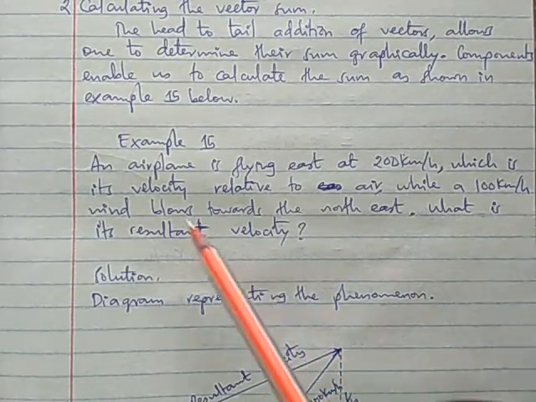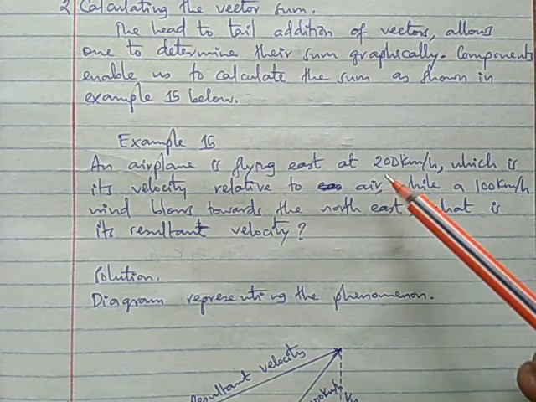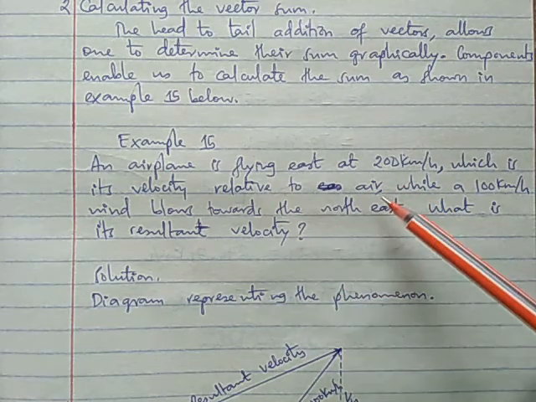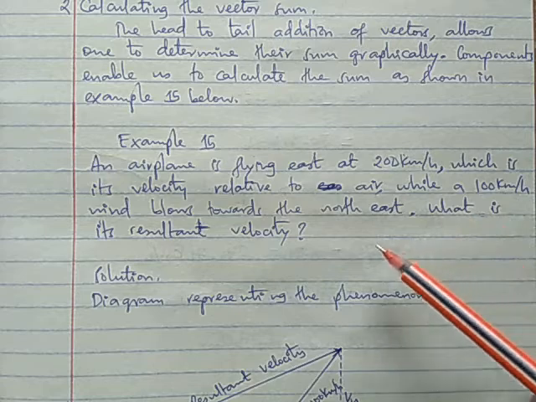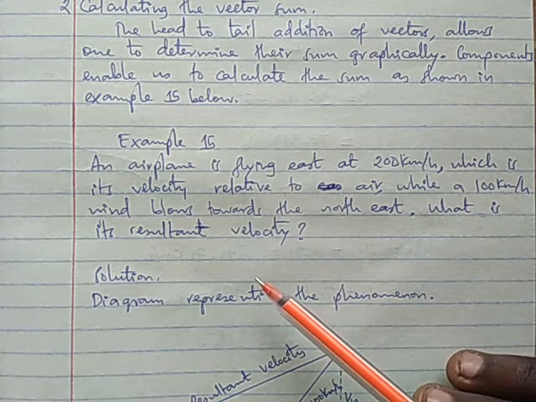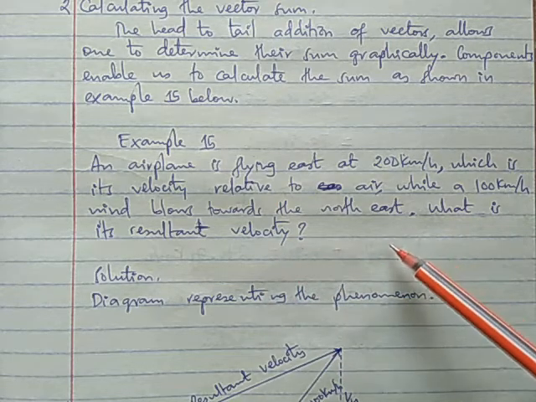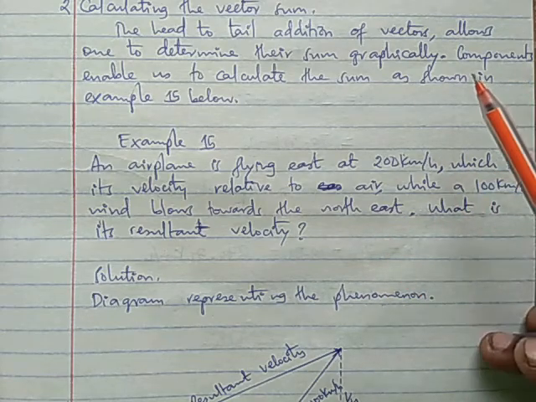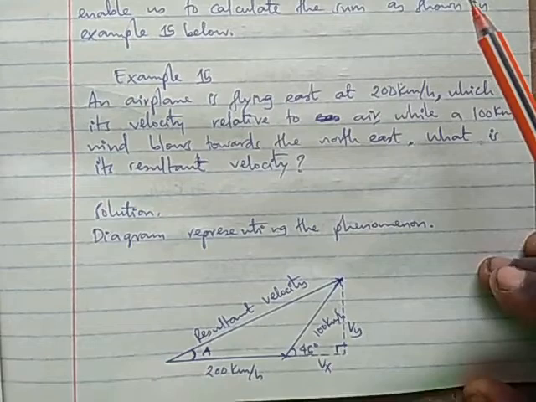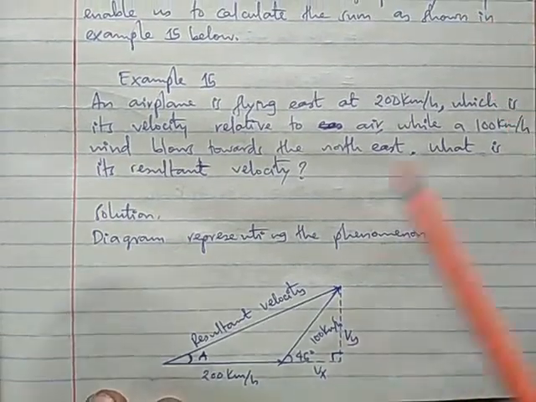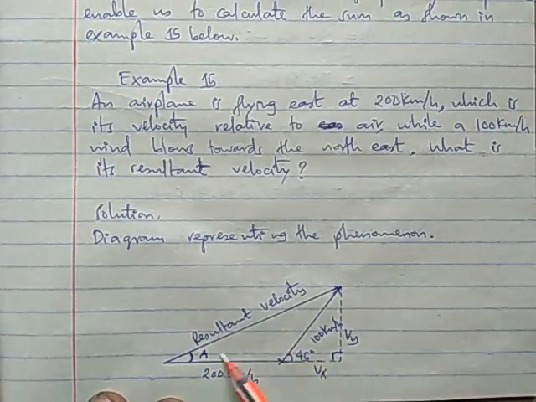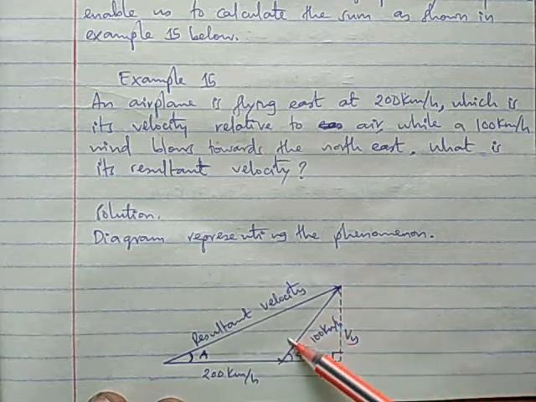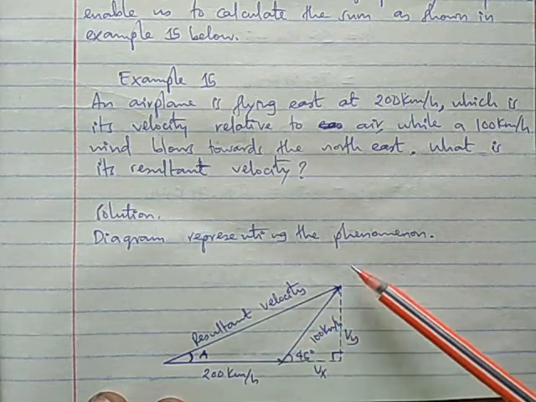In our example, an airplane is flying east at 200 km/h, which is its velocity relative to air, while a 100 km/h wind blows towards the northeast. What is the resultant velocity? So here we have an airplane flying at 200 km/h. This is horizontal. Then we have 100 km/h which is in the northeast direction.